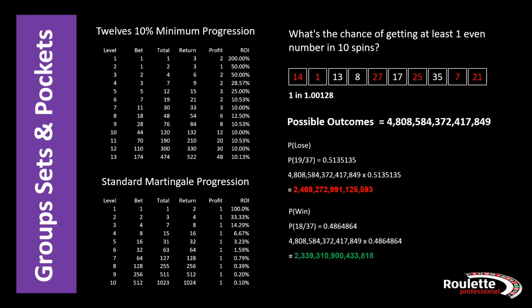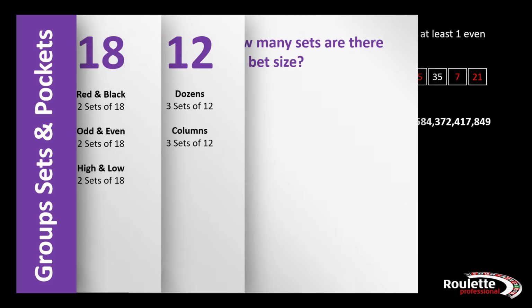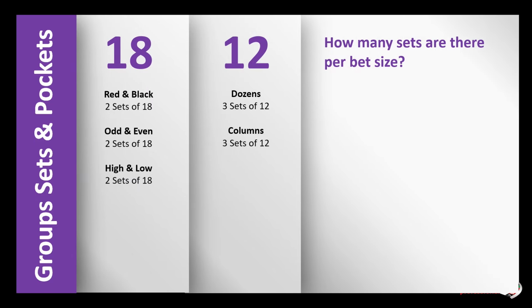Having seen the small success we had by monitoring just two groups with six sets in play, the point of this section in the video was to talk about the number of groups or sets we could monitor in the future. We know the betting table offers us a selection of outside bets, with three groups of two sets for the 18s and two groups of three sets for the 12s. But have you ever thought, how many sets are there per bet size?